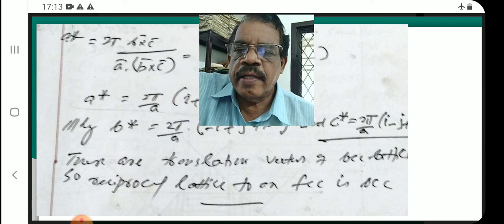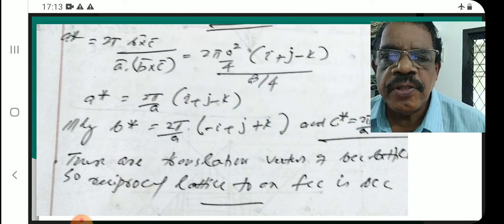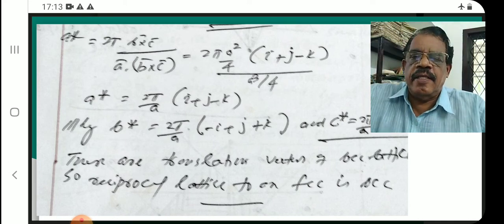So, the reciprocal lattice to an FCC is BCC. The reciprocal lattice of FCC is BCC.